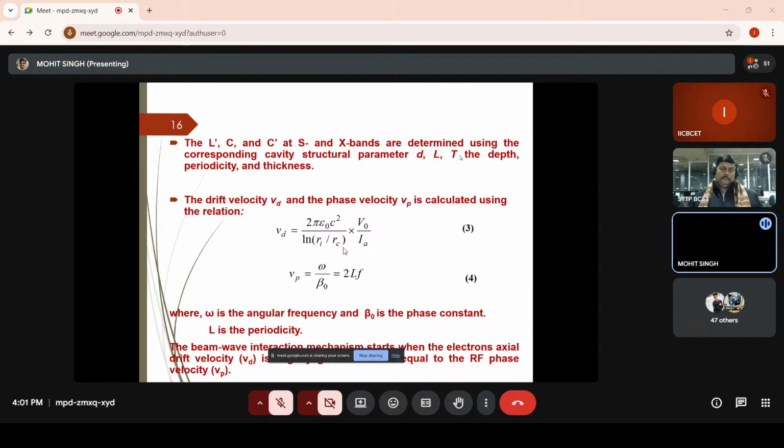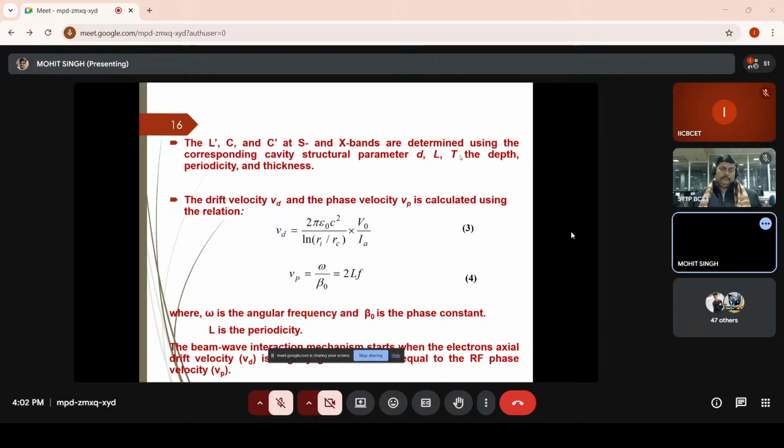If you wish, I can refer a particular paper where all these formulas are given, and by that reverse engineering, you can calculate D, the depth of the disc, L, the period of the disc, and T, the thickness of the disc. Okay. Now, the main objective is to synchronize between the electron beam and the RF wave.